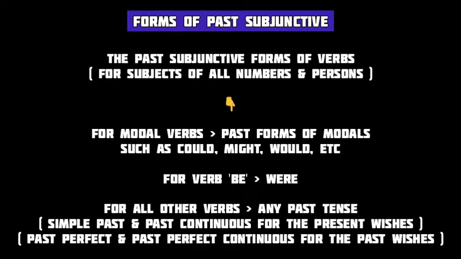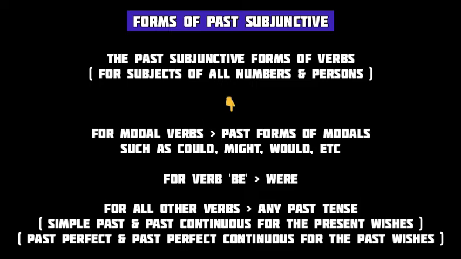So now let's learn the past subjunctive. What are the past subjunctive forms of different verbs? The past subjunctive forms of modal verbs are their past forms such as could, might, would, etc. But the only form of verb be in the past subjunctive mood is were and not was.